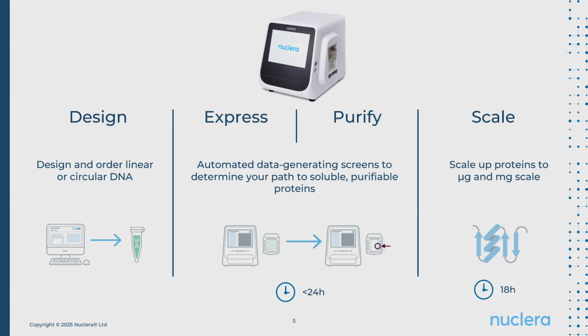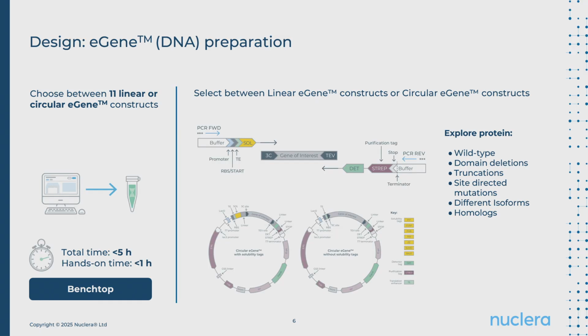So the process is basically designing the DNA with these different variants, expressing and purifying them really quickly within 24 hours, and then scaling that recipe that comes out of that screen on the benchtop in an Eppendorf tube to be able to use it as assay-ready protein for any biophysical characterization that you need to do within the next 24 hours. So within 48 hours, you go from DNA to protein to be put into assays.